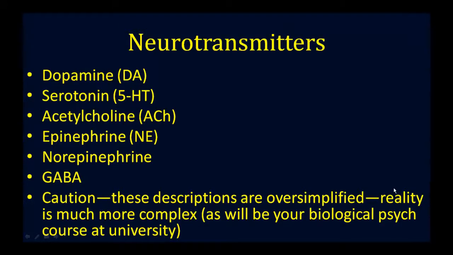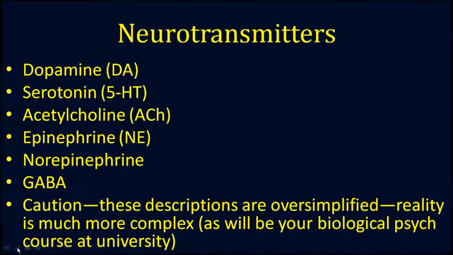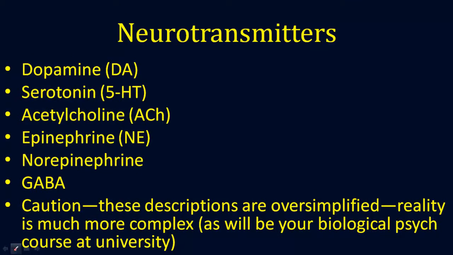This is a brief overview of the neurotransmitters that you're going to need to be familiar with for the AP psychology test. First is going to be dopamine, which we'll be examining in a couple of slides, serotonin, acetylcholine, epinephrine, norepinephrine, GABA, and finally, please keep in mind that the descriptions I'm about to give you are incredibly oversimplified.